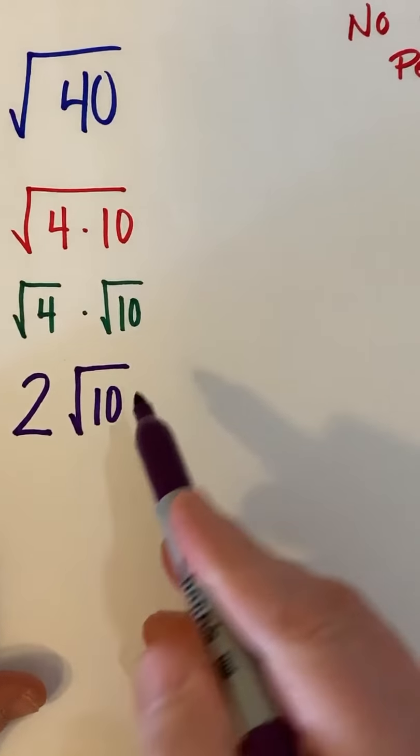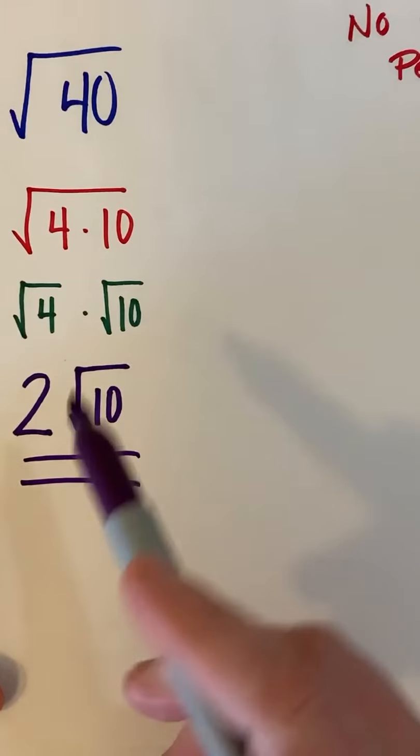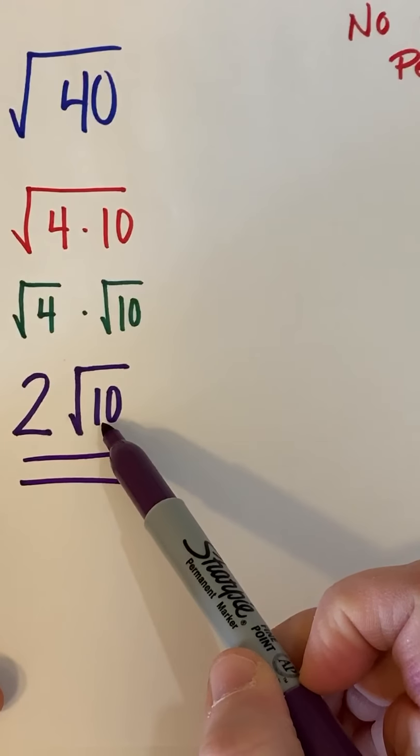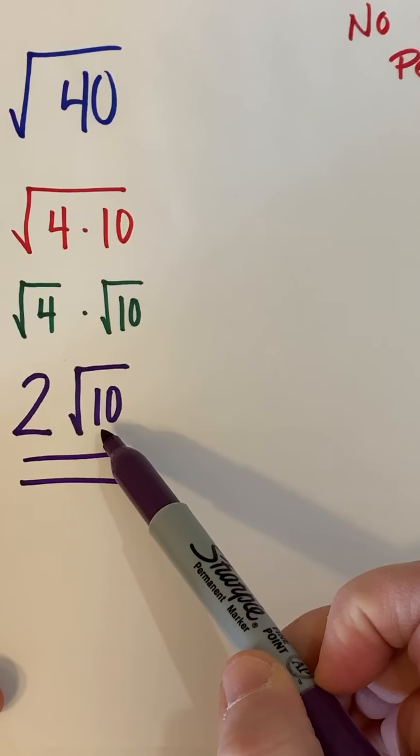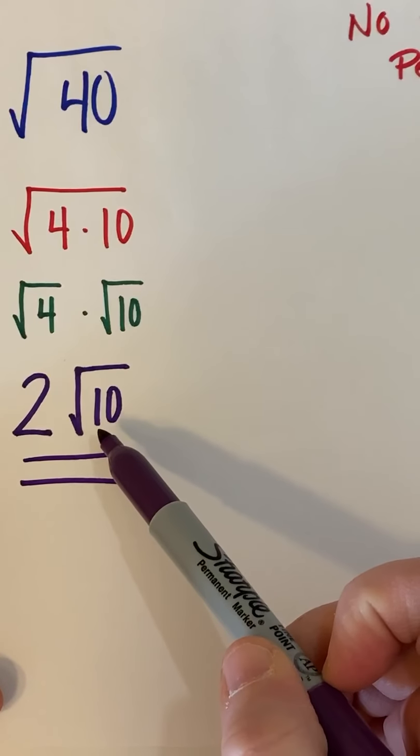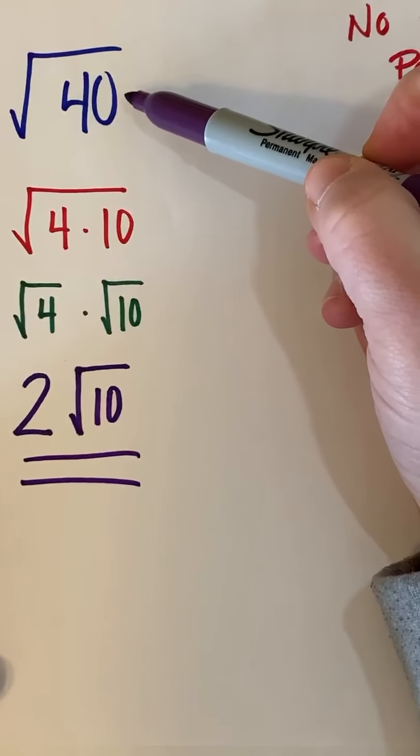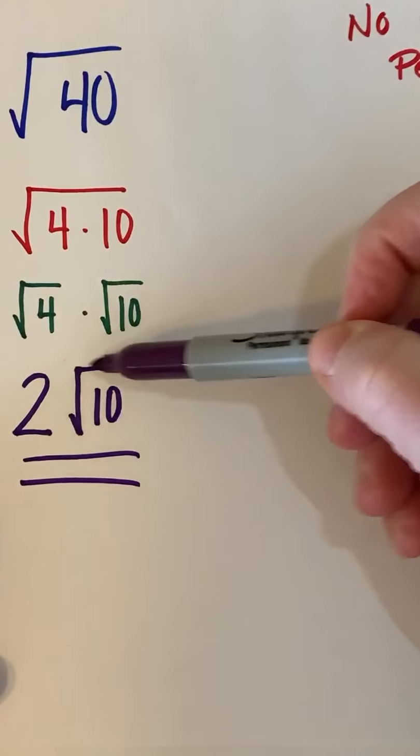So I'm finished, and this is my final answer because the square root of 10 is as simplified as it would be. So another way to write the square root of 40 is 2 times the square root of 10.